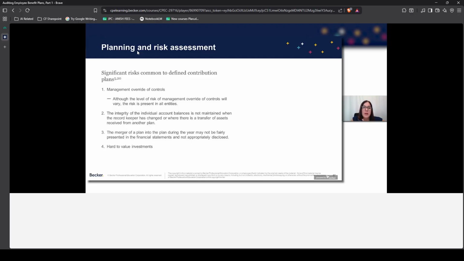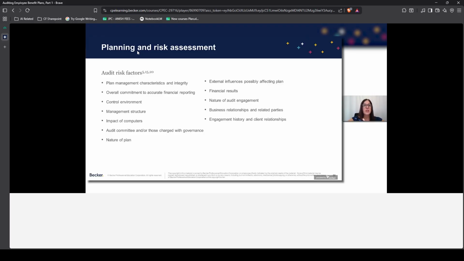So again, wrapping up here, step 1, some of these significant risks that are common to defined contribution plans when it comes to management override of controls, not maintaining those individual participant account balances, the valuation of hard to value investments, any types of plan mergers. These are all considered to be examples of significant risks that are common to your defined contribution plans.